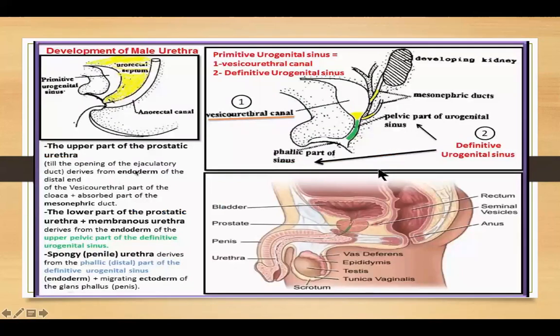Development of male urethra. The upper part of the prostatic urethra develops from the endoderm of the distal end of the vesico-urethral part of the cloaca plus absorbed part of the mesonephric duct.